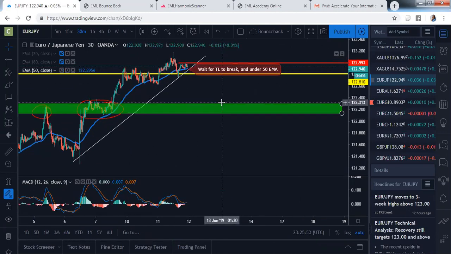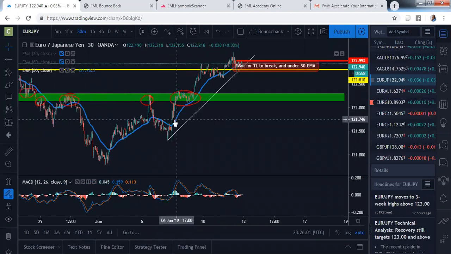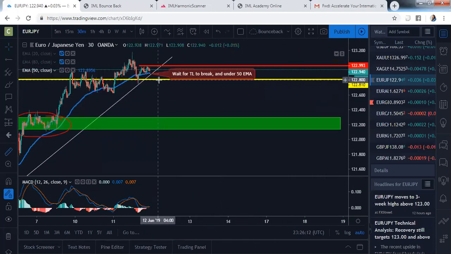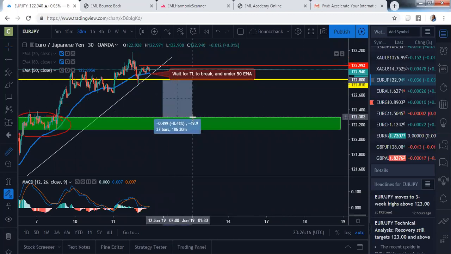You could take your profit at the top of this box, in the middle, wherever, but this is a zone. I no longer look at support and resistance as a line, but always as a zone, because price could go and test anywhere within that zone. Total number of pips there would have been, let's see, across below here, just about 50 pips.